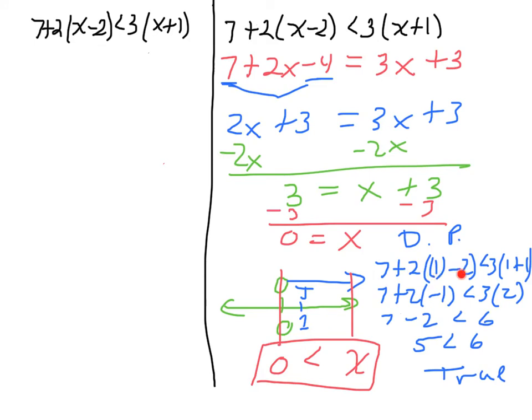So 1 minus 2 gives me negative 1. So I still had 7 plus 2 times negative 1. Over here, I had 3 times 1 plus 1, which is 3 times 2. On the left-hand side, 2 times negative 1 gives me negative 2, so I have 7 minus 2 is less than 6. 7 minus 2 is 5. 5 is less than 6. That is true, which means the right side of my dividing point is true, which means my arrow should be going to the right. Okay?